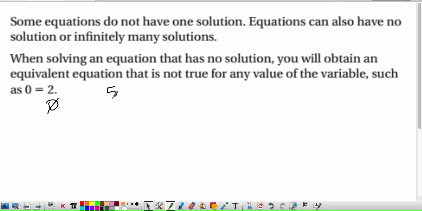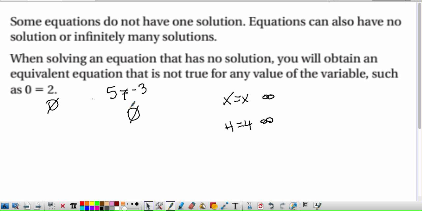So anything that's not true, 5 equals negative 3, that's not true, so that would be no solution. Another option is statements that are always true. For example, x equals x. That is always true. And so the answer to that would be infinitely many solutions. Another example is if you have something like 4 equals 4. That is a true statement. So our answer is infinitely many solutions.